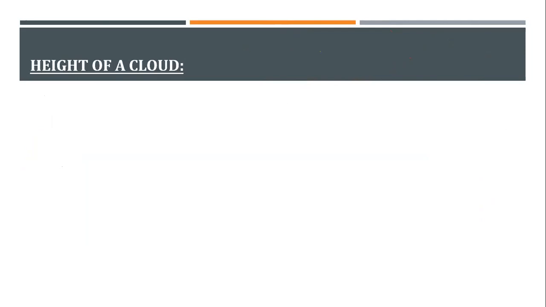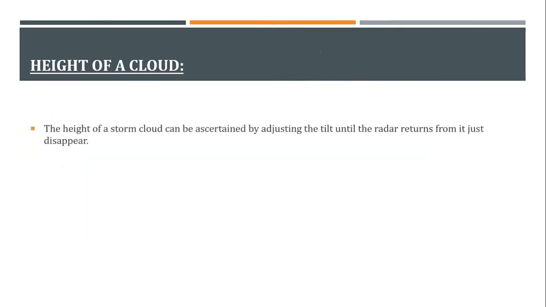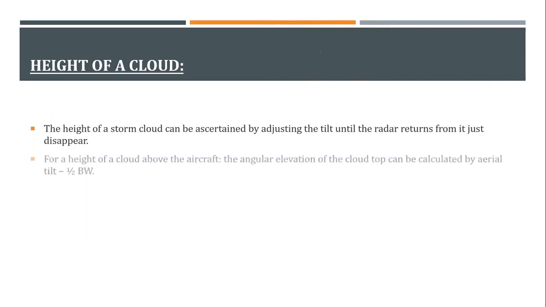So there's a formula to calculate the height of the cloud also. How is this? The height of a cloud can be calculated by the tilt. We have a tilt, right? That AWR can go up. So how much it can go up will decide the height. For a height of a cloud above the aircraft, the angular elevation of the cloud top can be calculated by the aerial tilt minus half the BW.